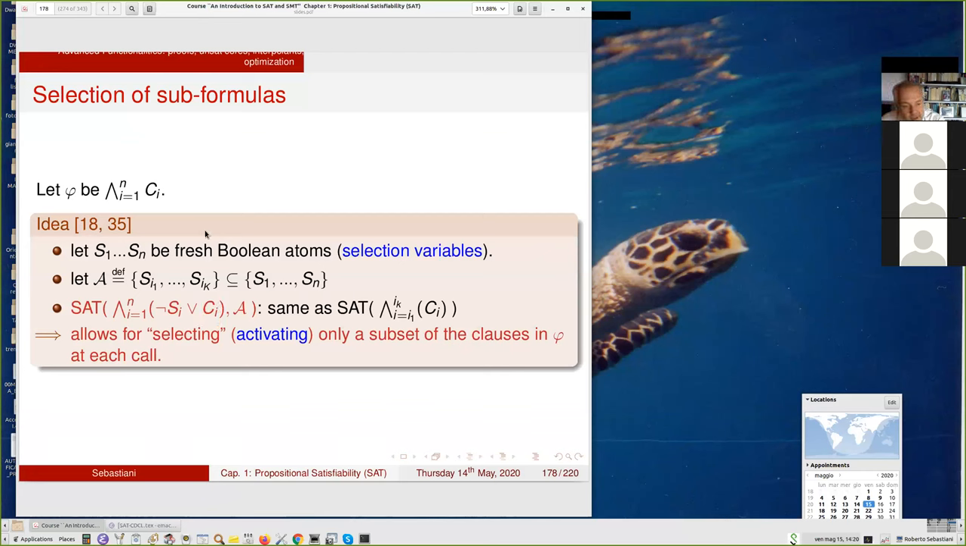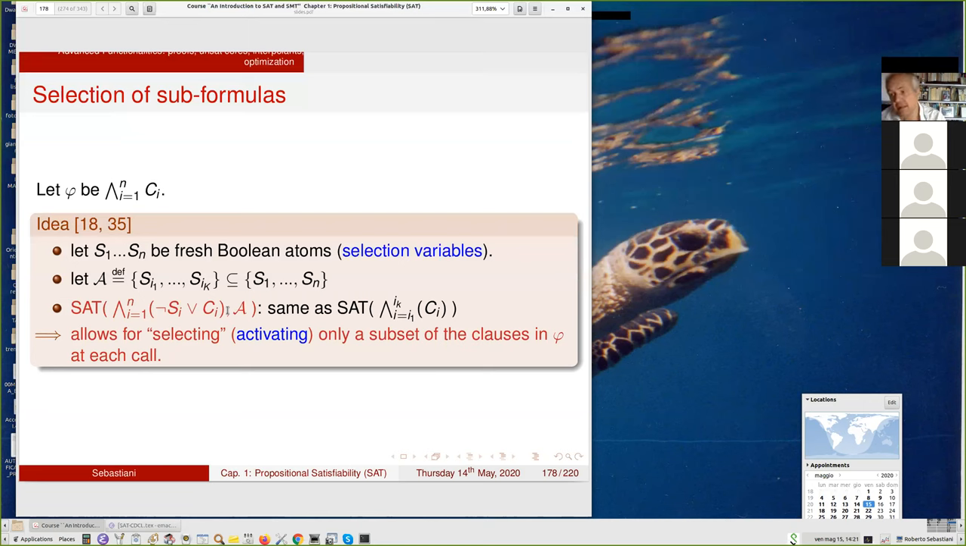So if, for instance, I assume S1, but I don't assume S2, in the first run S1 will be unit propagated, and this will cause C1 to be activated. But C2, since I don't assume S2, this clause will be irrelevant, as if it wasn't there. It's not constraining anything, because it's sufficient to assign Si to false, and Ci is irrelevant. So it is as if the clause C2 were not there.